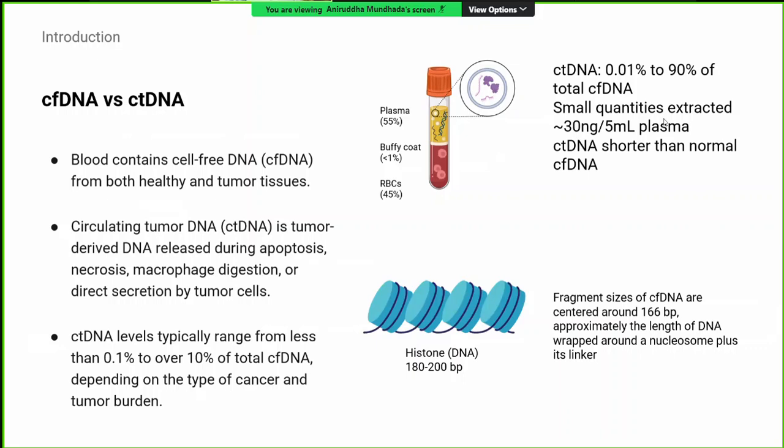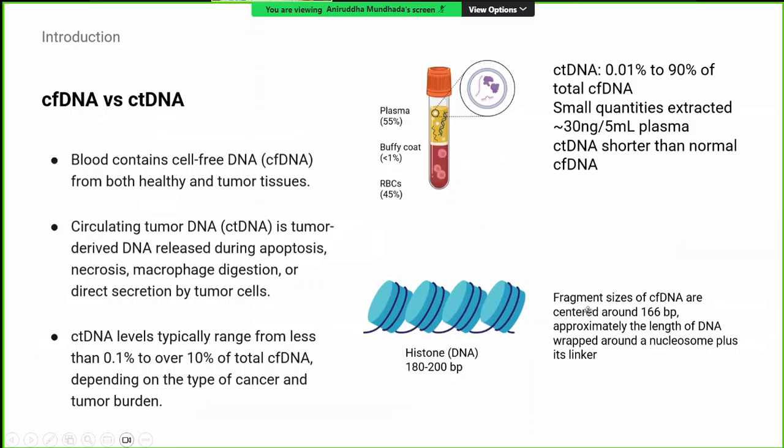Coming to the right-hand side, this is a diagram which shows that circulating tumor DNA is basically finding a needle in a haystack. It constitutes less than 0.01% sometimes, or most of the time, in the usual blood which is extracted out. So 5 ml of plasma will contain less than 0.1% of total cell-free DNA, and even then the circulating tumor DNA will constitute a small fraction of cell-free DNA.